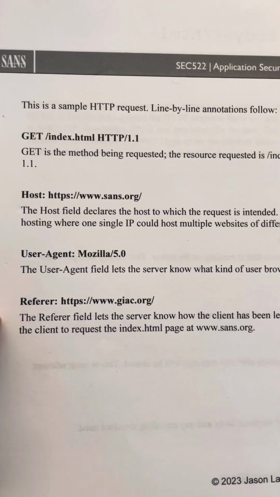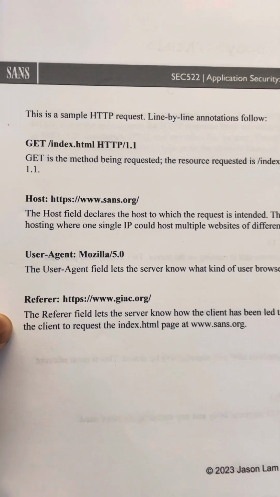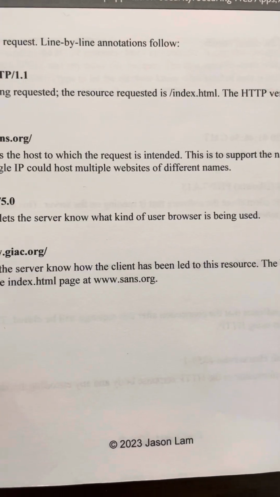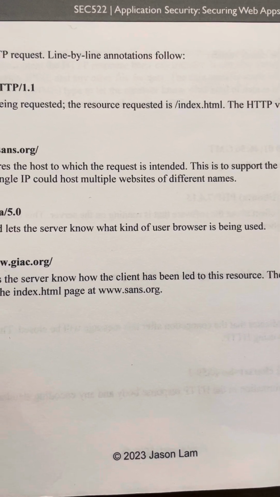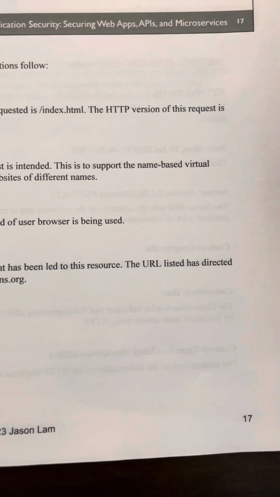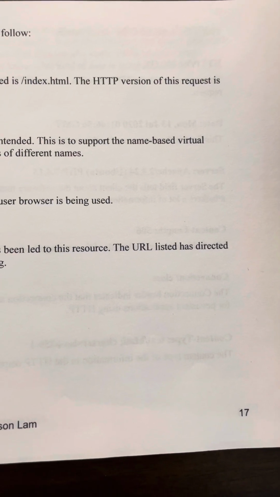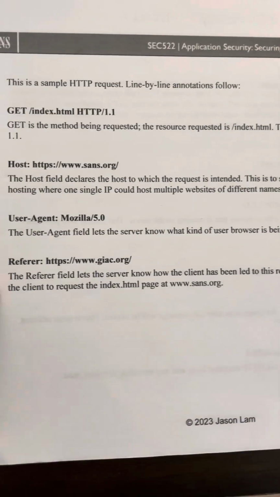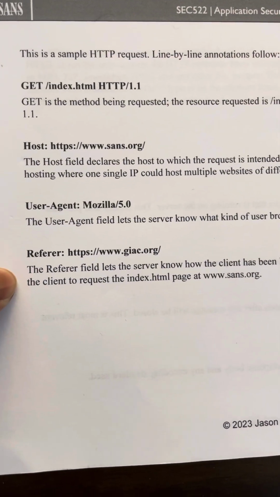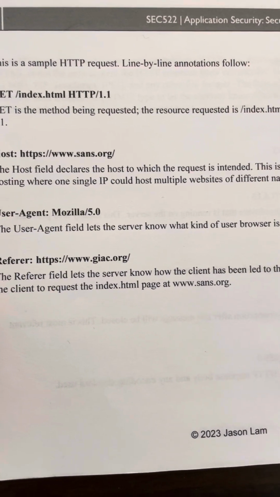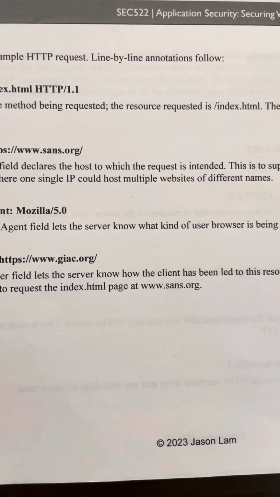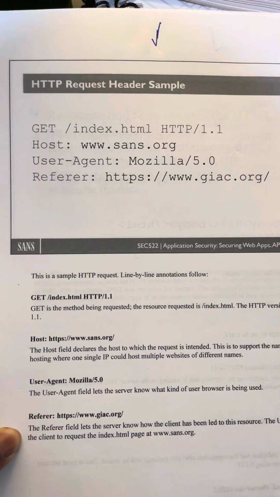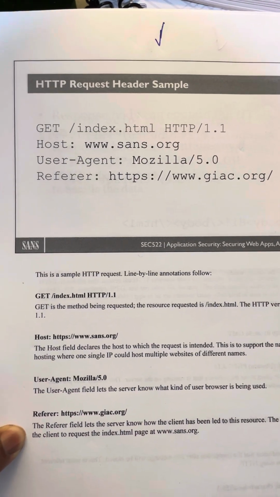And then you've got a referrer. The referrer field lets the server know how the client has been led to this resource. And that's very important. As we go further along into this study, we'll understand more of what the referrer does. The URL listed has directed the client to request the index.html page at www.sans.org. And that's, in a nutshell, how the HTTP request works.